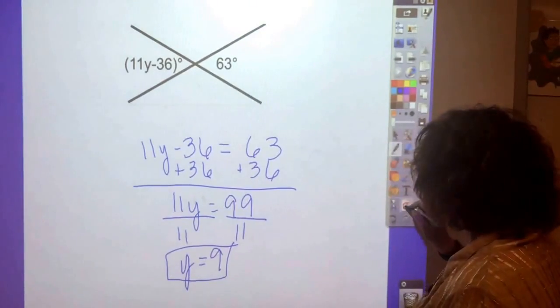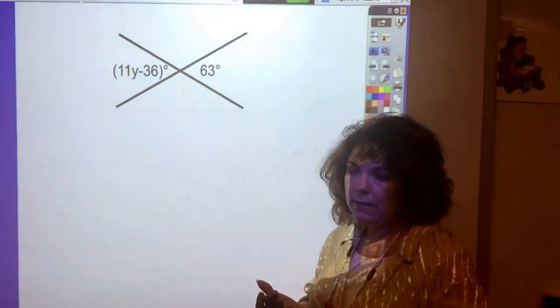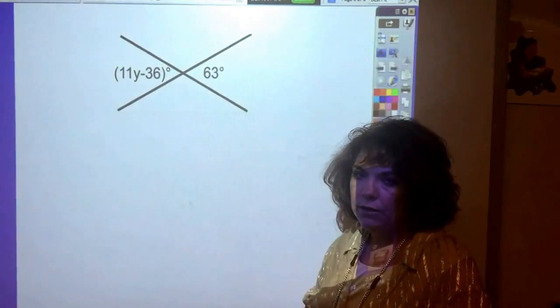So that's really all you need to know for vertical angles, is that the angle across from it is congruent. It's the same measure. You set it equal to, and you solve the equation.